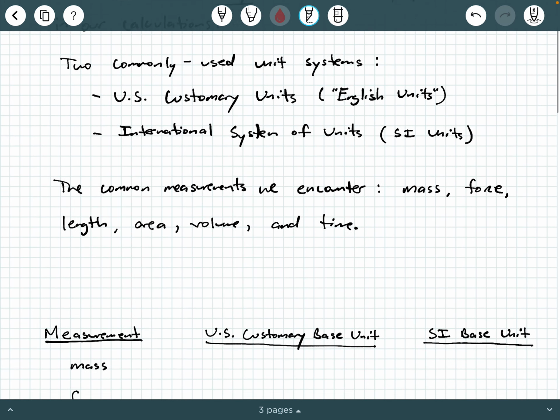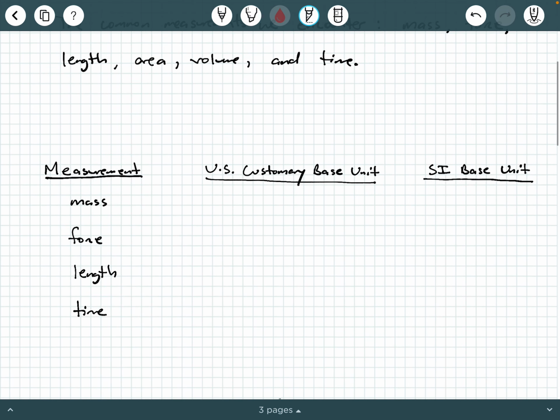So let's scroll down, and here we're going to make a little table that summarizes some common measurement types that we see in this first column, with the U.S. customary base unit and the SI base unit. So we have this table of 3 columns. In this middle column, we're going to put the U.S. customary base unit for each of these 4 common types of measurements.